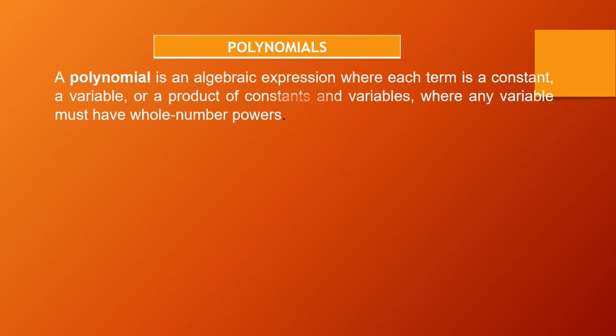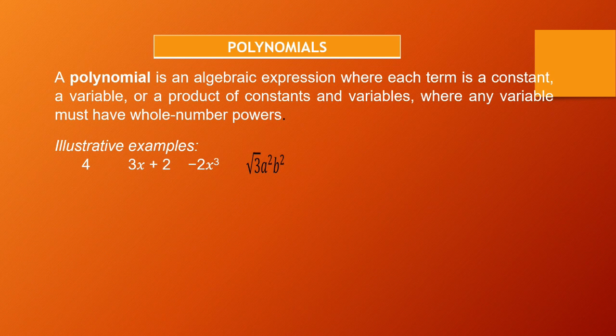A polynomial is an algebraic expression where each term is a constant, a variable, or a product of constants and variables, where any variable must have whole number powers. Examples: 4, 3x + 2, −2x³, √3, a²b², a² − 3a + 6, a + b + c.